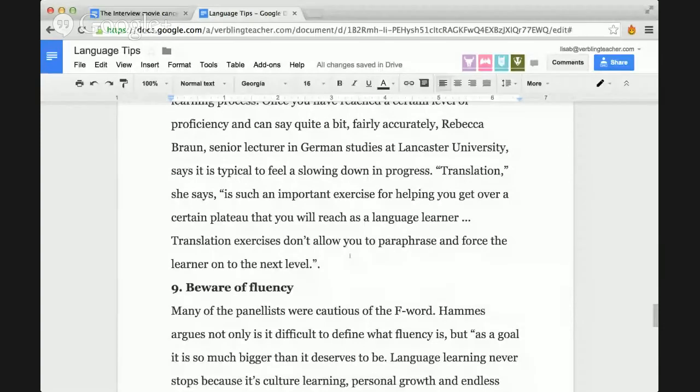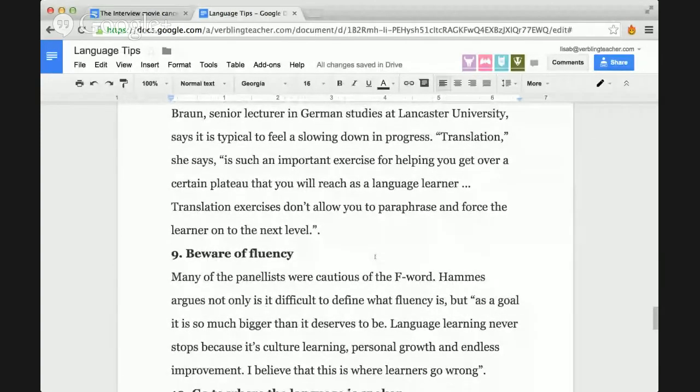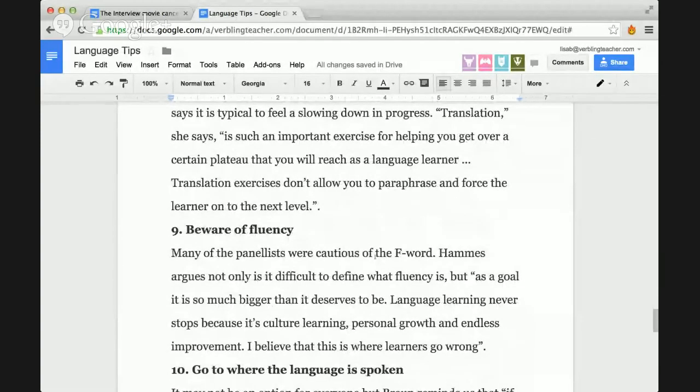plateau that you will reach as a language learner. Translation exercises don't allow you to paraphrase and force the learner onto the next level.